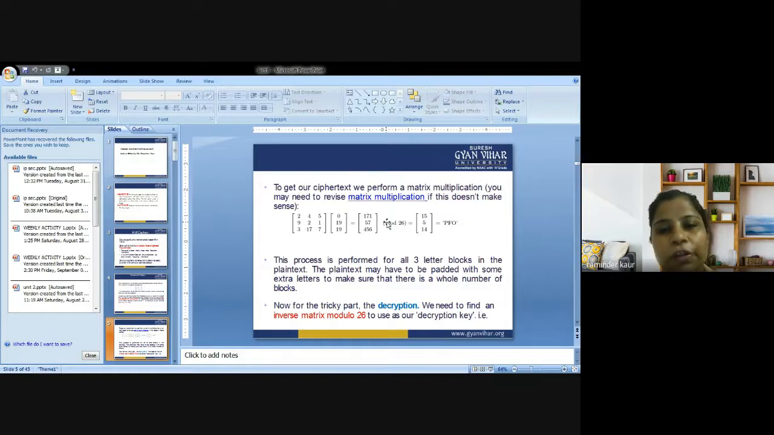So this process is performed for all the 3-letter blocks in the plain text, and the plain text may have to be padded with some extra letters to make sure that there is a whole number of blocks. Now what does this mean? It means that if the plain text ends at a letter, only a single letter is left, but I am going to create a chunk of 3.